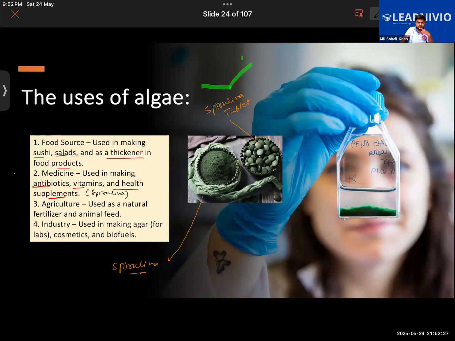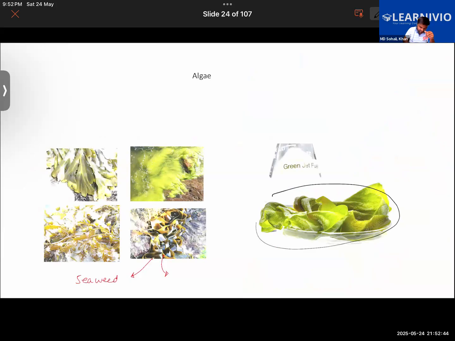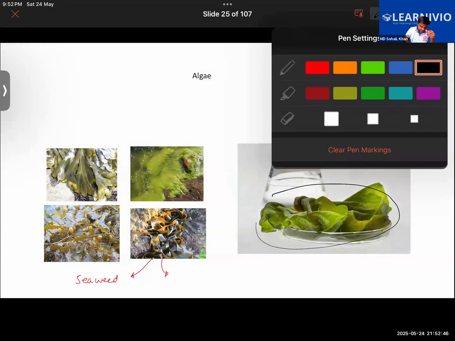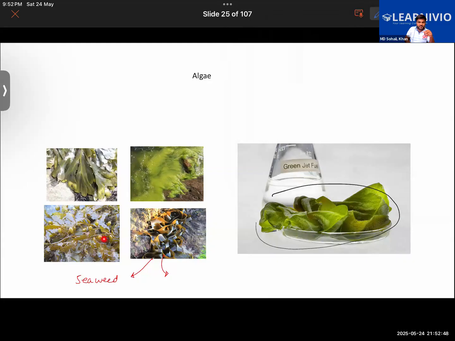Getting it now? So it's a natural option which we have available. It can replace different types of medicines. Further, it is used in the field of agriculture. Some of them are used as natural fertilizer and also for animal feed, like some varieties of seaweed. Now, all of this that you see here, what are these? These are seaweed. Some seaweeds can even be used as feed for animals.